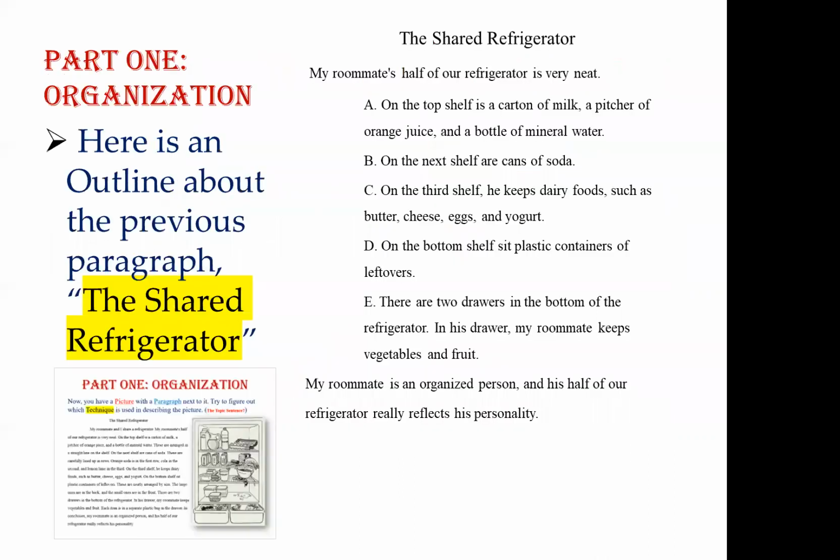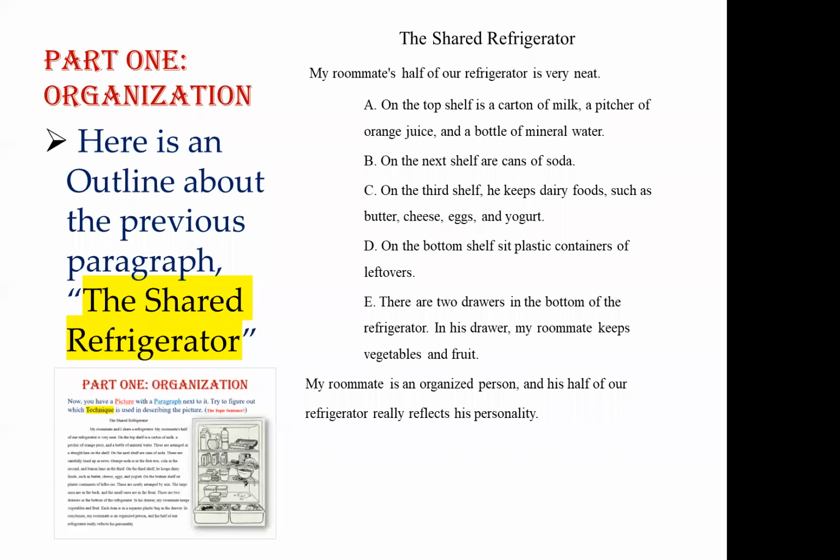Here is an example. We read the shared refrigerator. Here is an outline of the shared refrigerator. First, we put the topic sentence. As I said, the topic sentence was different. It was the second sentence. My roommate's half of our refrigerator is very neat. Then I put the main ideas. If you notice, I didn't put everything, I didn't put whole details. No, I put only the main ideas. On the top shelf is a carton of milk, a pitcher of orange juice, and a bottle of mineral water.